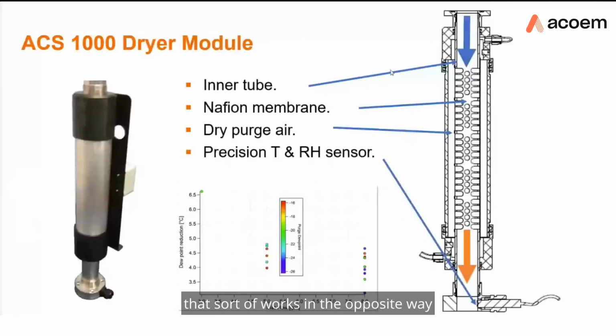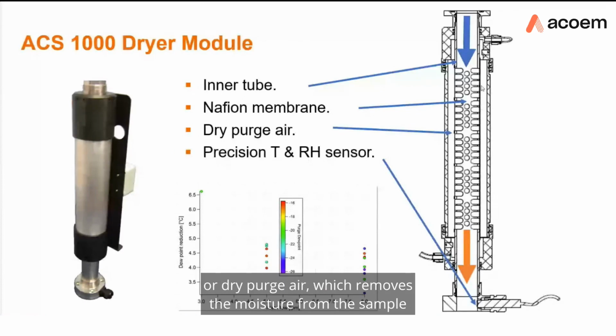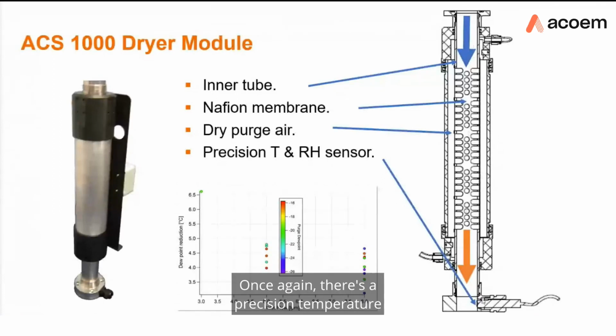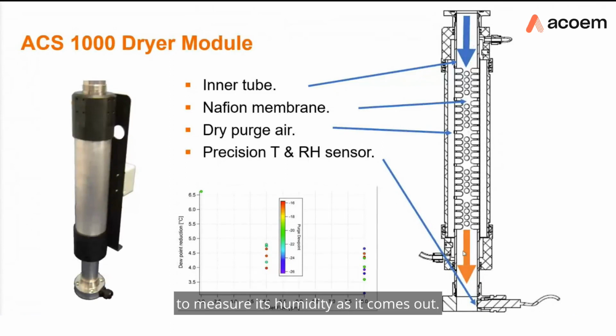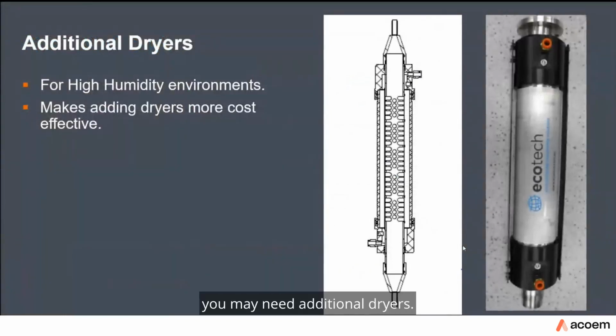For the dryer module, that sort of works in the opposite way, with similar size to the humidifier. The inner tube is covered with a Lambertian membrane, and then on the outside of that membrane is a purge air, a dry purge air, which removes the moisture from the sample going into the inlet. Once again, there's a precision temperature and humidity sensor at the bottom of the dryer to measure its humidity as it comes out. In some situations where the environment is very humid, you may need additional dryers.